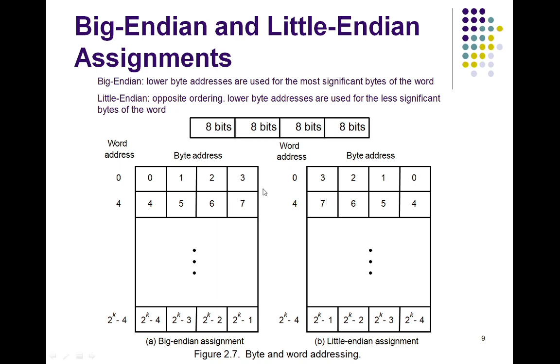I think you got the difference between big endian and little endian assignment. So I'll repeat. In case of big endian, the lower byte address is used for the most significant byte or the most significant word position, whereas in case of little endian assignment, the lower byte address, that is 0, is used for the least significant byte or the least significant word position. So this is the main difference between big endian and little endian assignment. These are the two types of memory assignments.